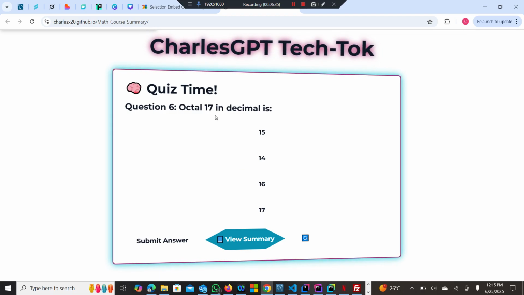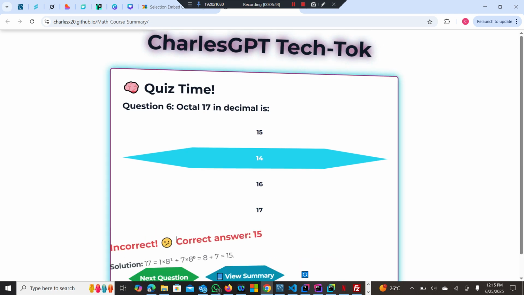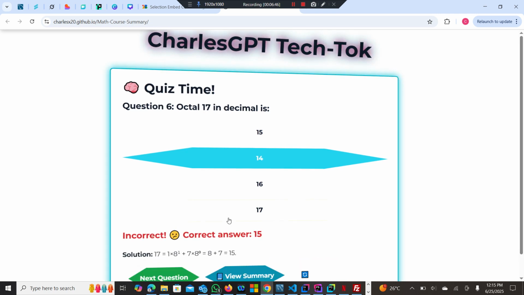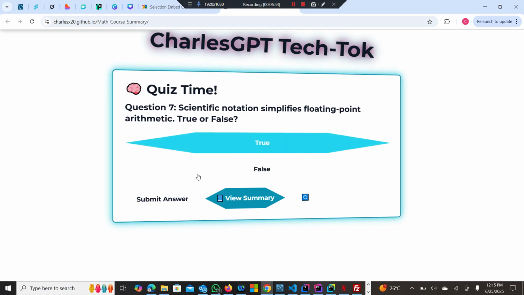Octal 17 in decimal is I think 14 or 16. In decimal, I think 14. Oh, 15. 15. I thought it's 15. Yeah. 15. So next. Yeah, true.